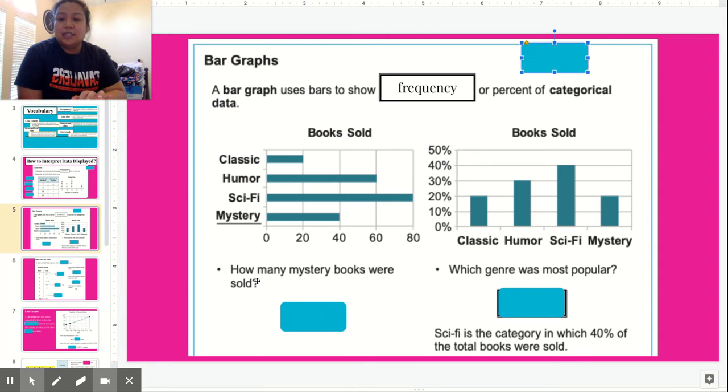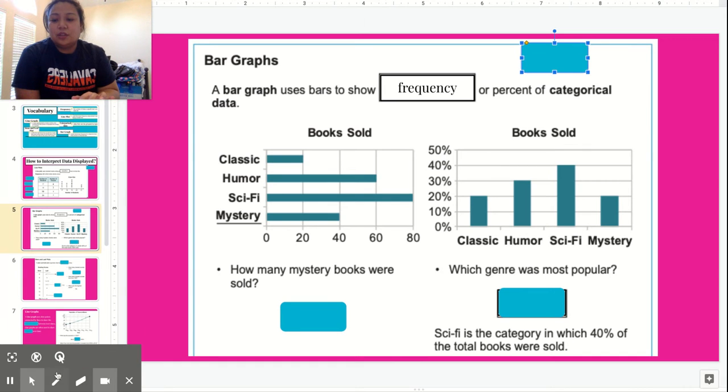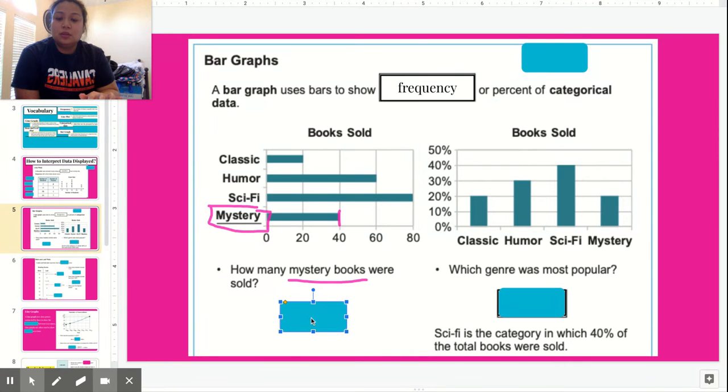The question says, how many mystery books were sold? The way you would answer this is first you would look at what it is asking. How many mystery books were sold? Here we want to locate mystery. And then we see that it ends at 40. So there were a total of 40 books sold that talked about mysteries.